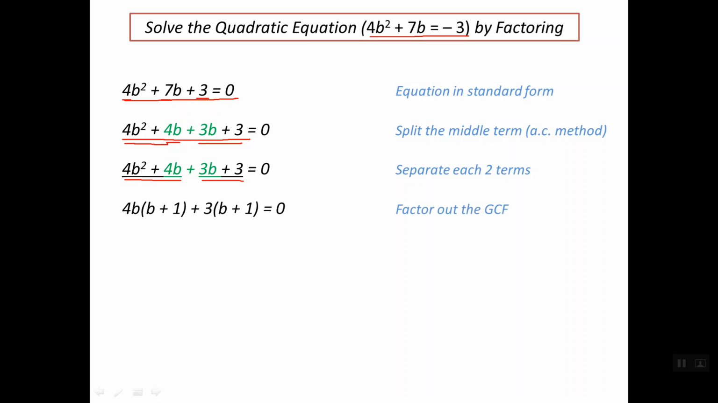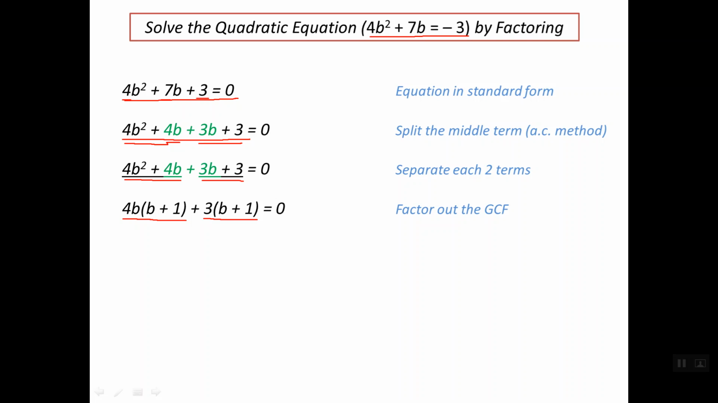So for the first two terms, the common factor is 4b. So if we factor out the 4b, the remaining from 4b squared is b, and the remaining from 4b is 1. And for the last two terms, if we factor out the 3, the remaining from 3b is b, and the remaining from 3 is 1. This is equal to 0.